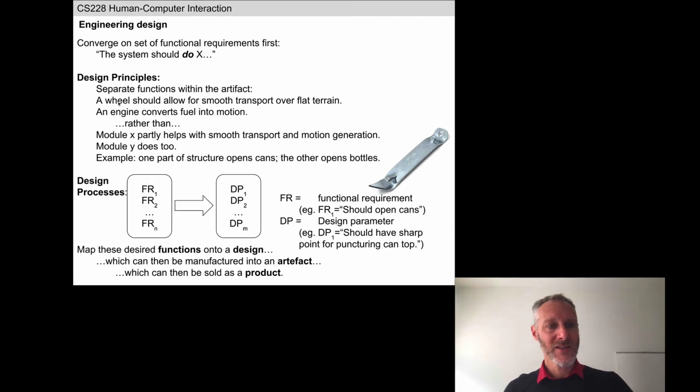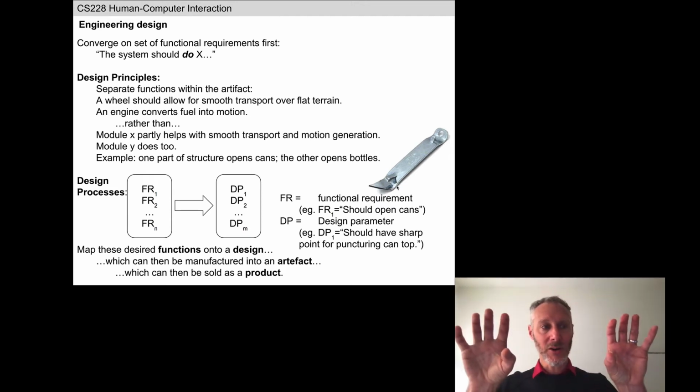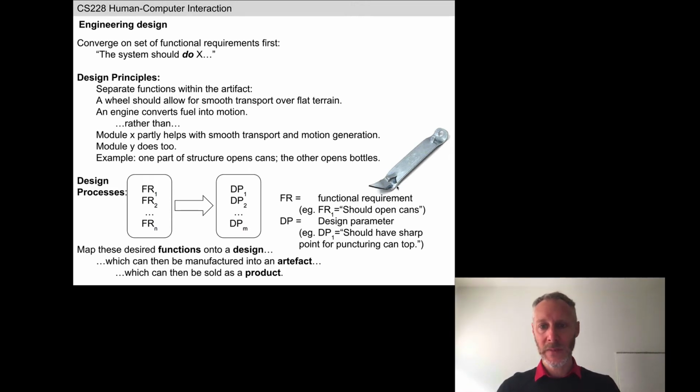We're talking here about separating functions within the artifact. So in our bottle and can opener here, there isn't one part that kind of helps with cans and also kind of helps with bottles, and another part that also kind of does that. We have separated the two different functions to two different parts of the structure. What is that? What is the word that captures that separation of structure and function? Specialization. We're getting closer.